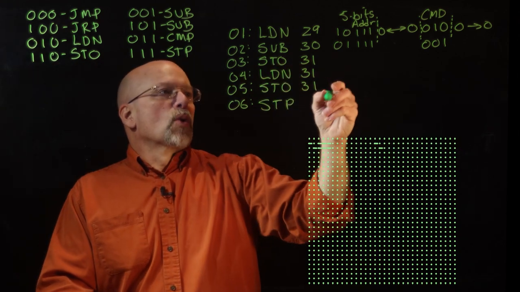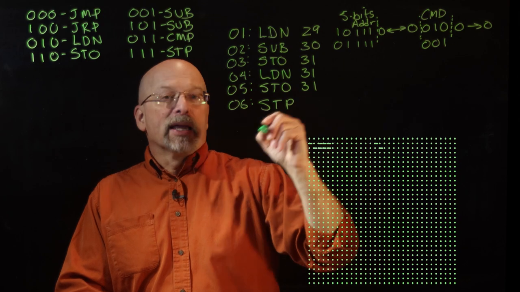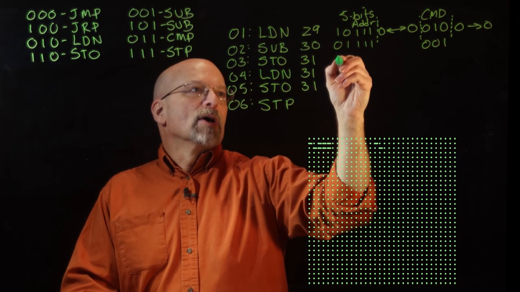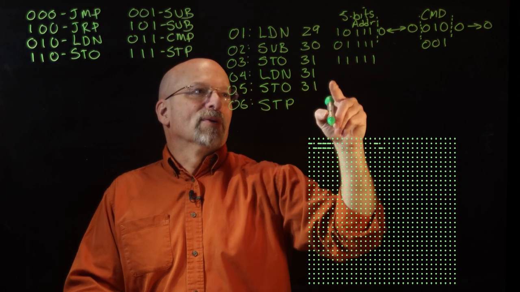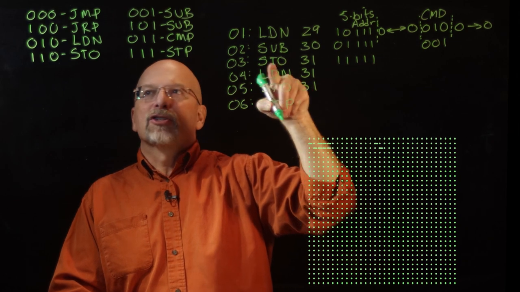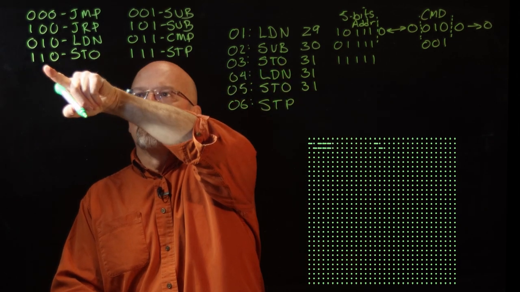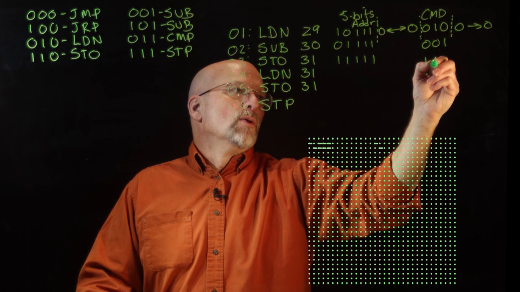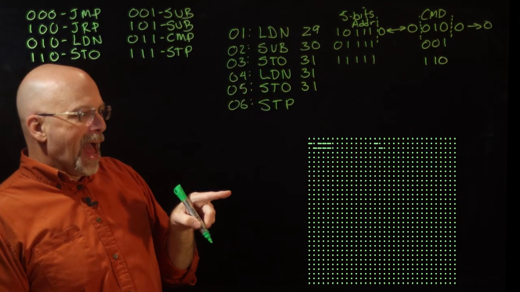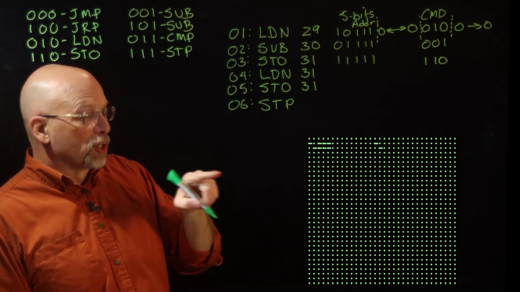Then we've got store 31. 31 in binary is 5 ones in a row. So that's pretty easy to reverse order here. We're going to get 5 ones. And then the store command. So the store command is 110. And you're going to put that into address location 3.